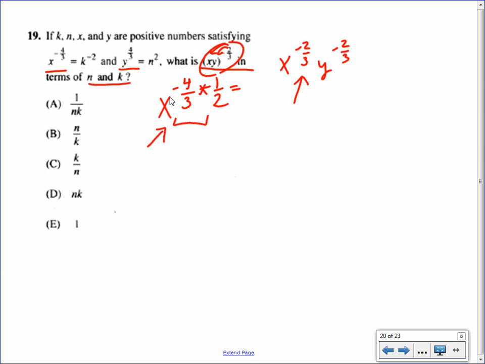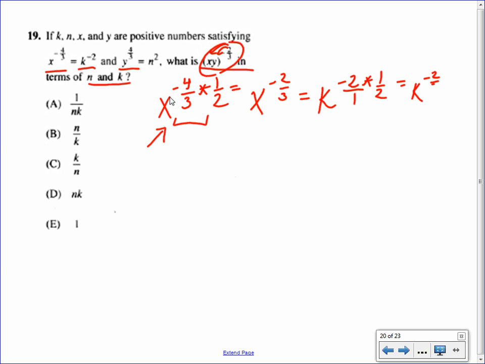And whatever we do on the left side of the equation, we also have to do on the right side of the equation. So first, let's manipulate the left side of the equation. So that will give us x to the negative 2/3. And now we have to do the same to this second half of the equation. So we also have to multiply this exponent times 1/2, and you just multiply straight across. So that'll give us k to the negative 2/2, which is k to the negative 1. Okay, so now we have that x to the negative 2/3 equals k to the negative 1.